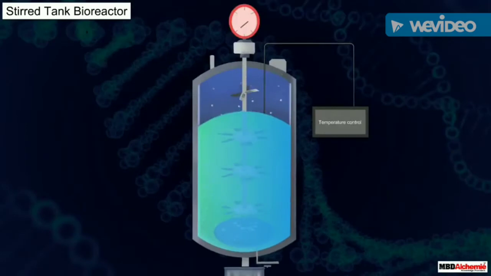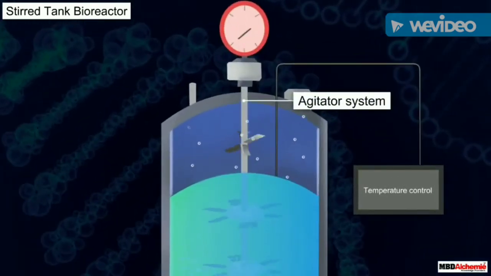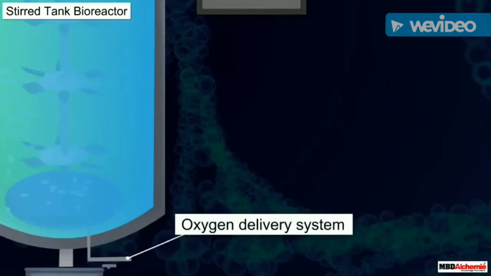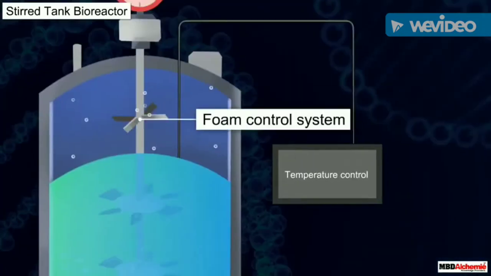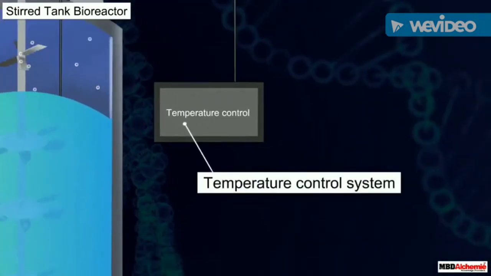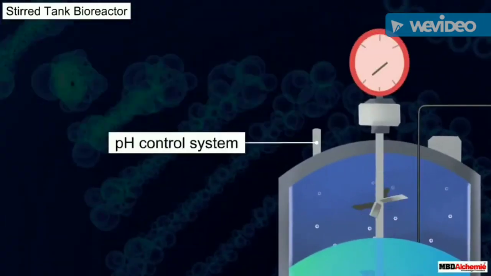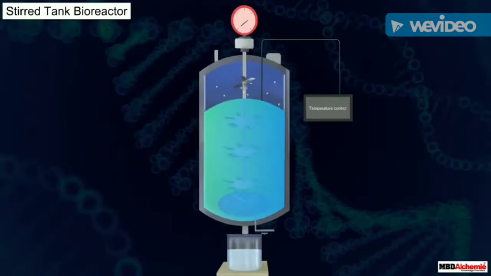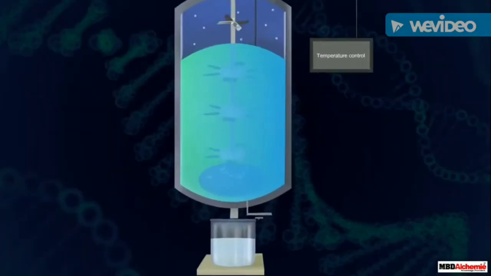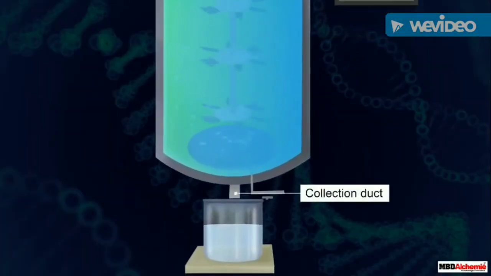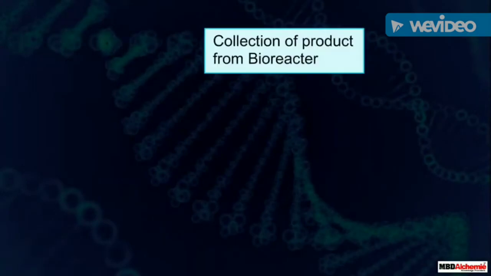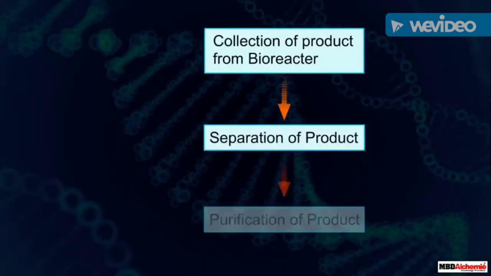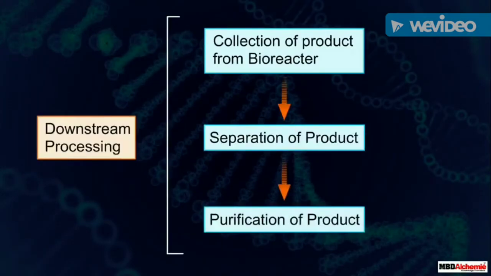The reactor consists of an agitator system to mix the contents, an oxygen delivery system to supply oxygen, a foam control system, a temperature control system, a pH control system, and a sampling port to withdraw the product periodically. Once the bioreactor has produced enough product, it is collected from the bioreactor for separation and purification. This collection of the product followed by its separation and purification is called the downstream processing.